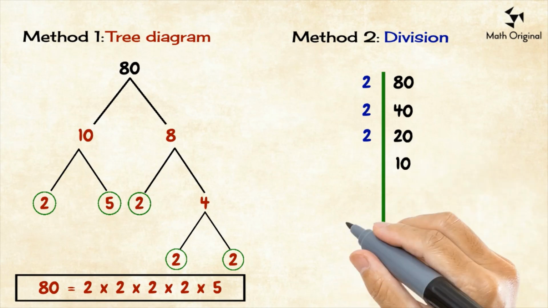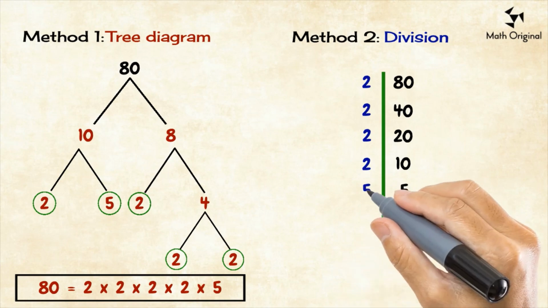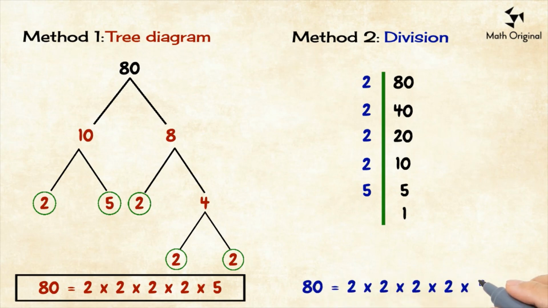We see that 10 can be divided by 2 and the number 5 we get can be divided by 5. Since the division of 5 by 5 is 1, that's where the method ends. This is how we find all the prime factors of 80 and write it as a product of them. 80 equals 2 by 2 by 2 by 2 by 5.